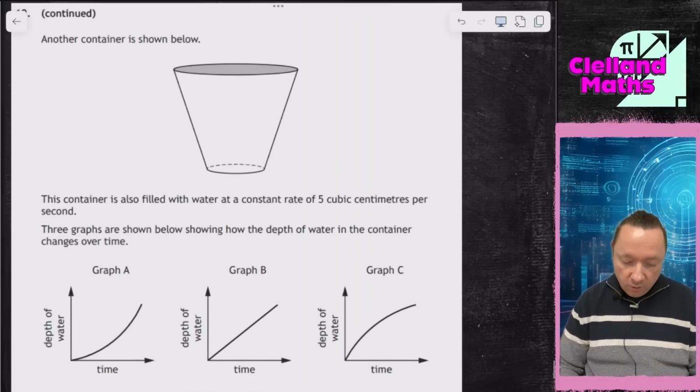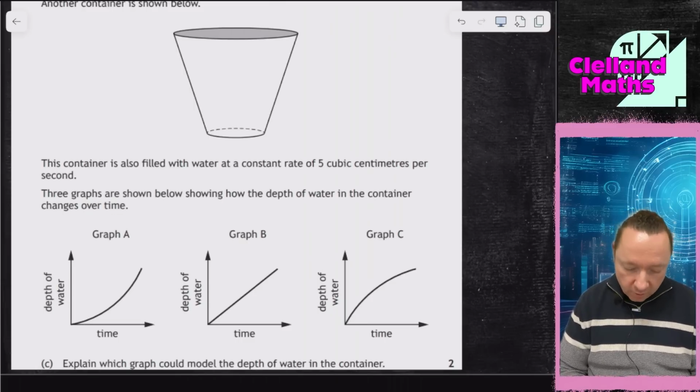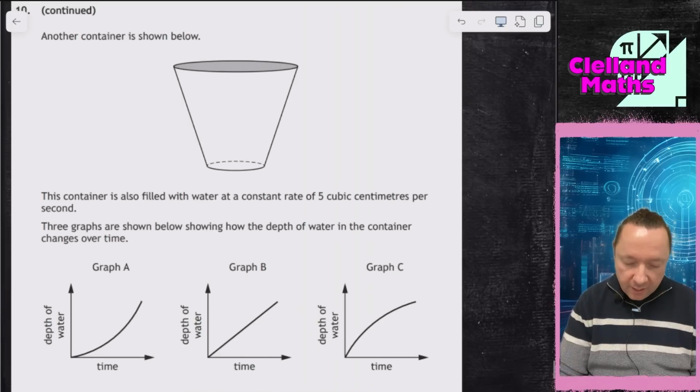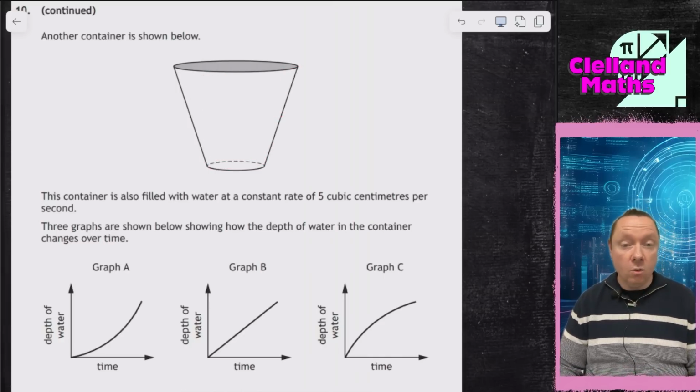Question 10, continued. Another container is shown below. The container is filled with water at a constant rate of 5 cubic centimeters per second. 3 graphs are shown below, showing how the depth of water in the container changes over time. Explain which graph could model the depth of water in the container. So we've got graph A, B, and C. Well, if I put water in, it's going to be fast at the start and get slower as we go up. So we want something that gets fast at the start and gets slow as we go up.